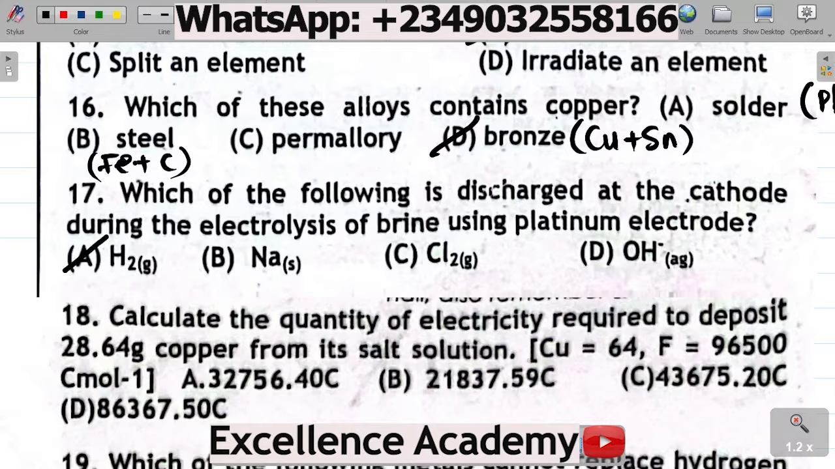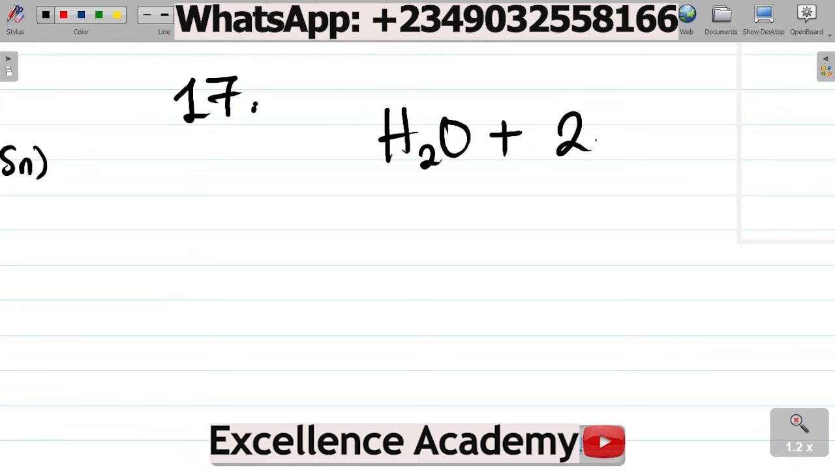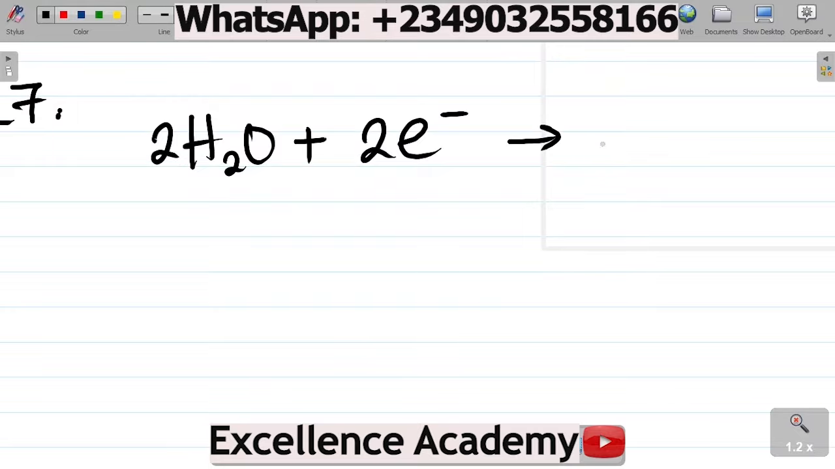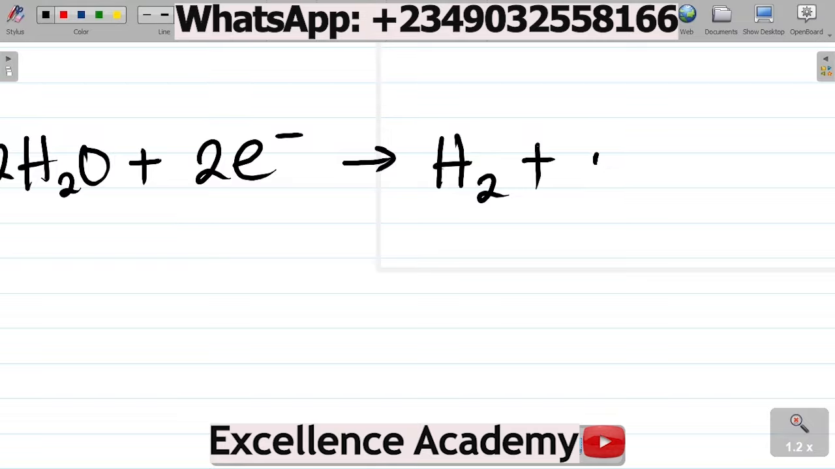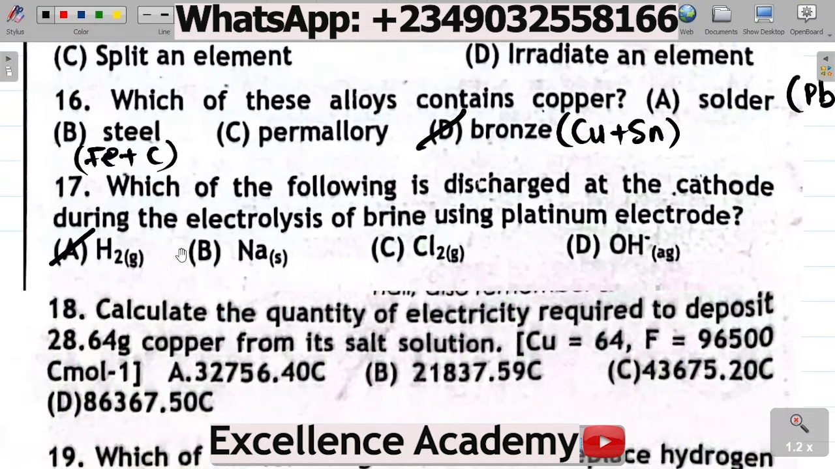Now, at the cathode, the reaction is simply you have water plus two electrons, to balance this up. So we have water dissociating to hydrogen gas, that's H2, plus two molecules of hydroxide, two OH ions. So what will be produced majorly is hydrogen gas. So that's the correct answer. For 17, hydrogen gas is the correct answer.